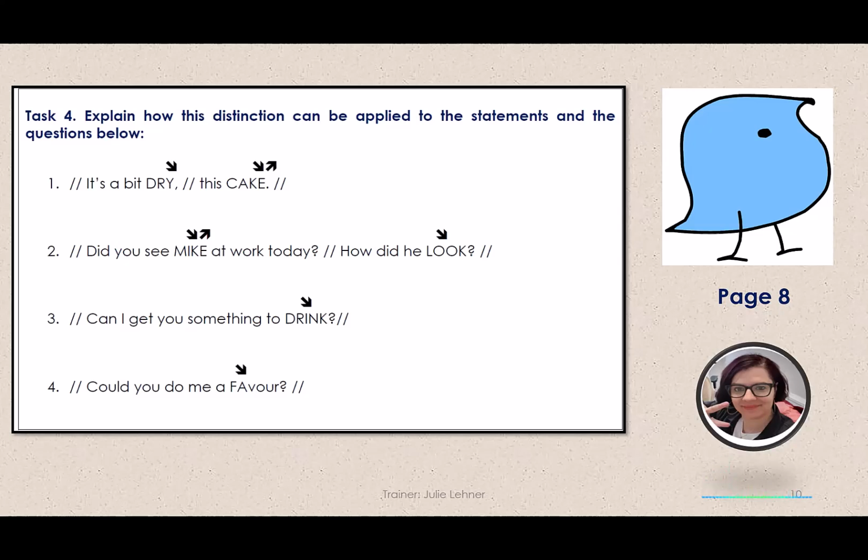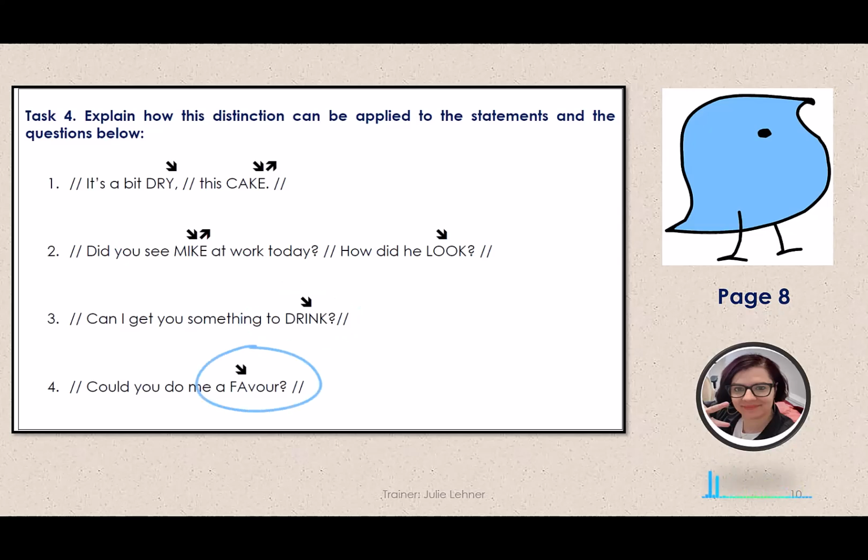Welcome back, happy people. Let's have a look at number 2. Mike, and the fact that Mike came to work, is given information. That's why we use the referring tone. This is already knowledge shared between the speakers and the listeners. "How did he look?" This is new information. We are requesting new information about a person that we both know. "Can I get you something to drink?" We are using the proclaiming tone here because we want to elicit new information. I don't know what you want to drink, so I'm asking you for the information.